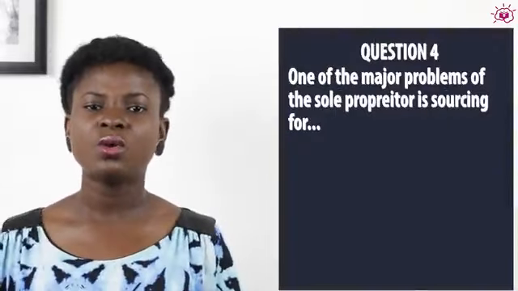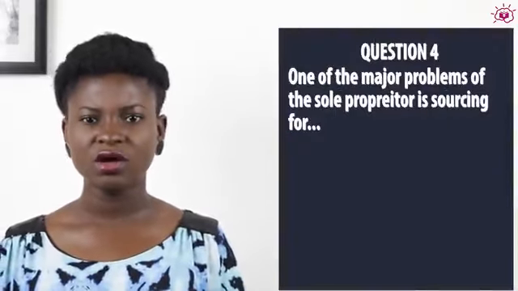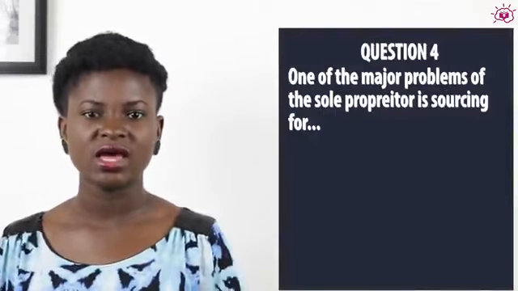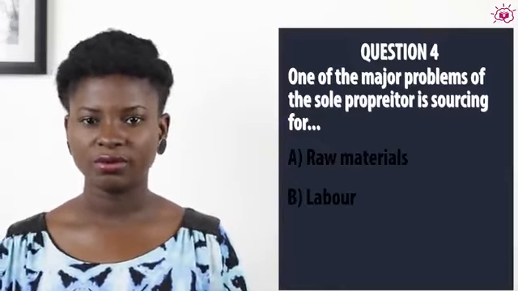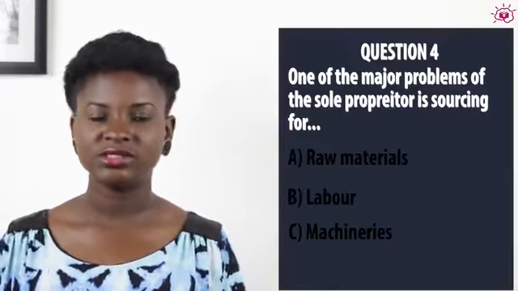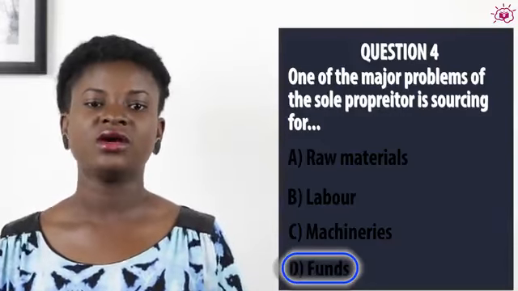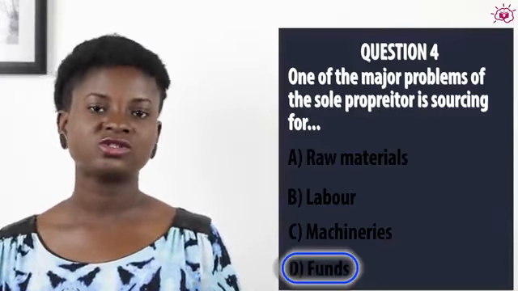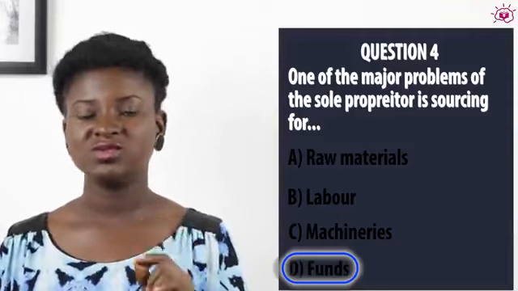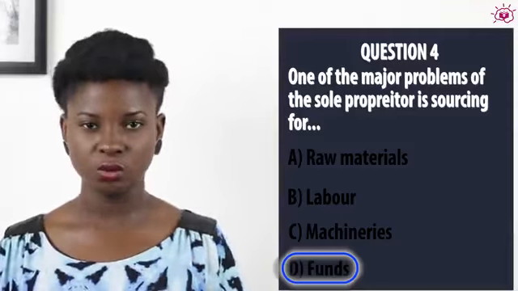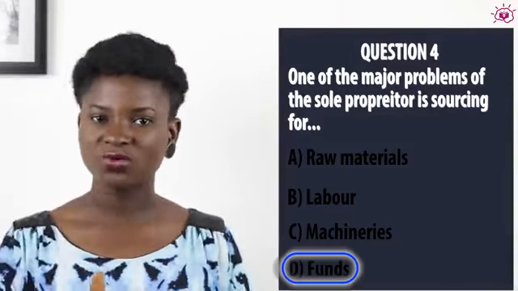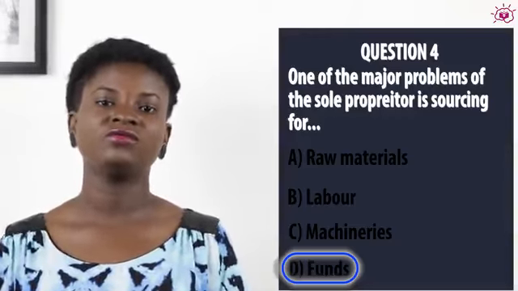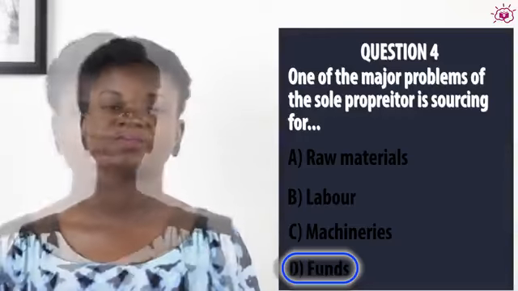And also, let's consider the question from UTME 2009. It says, one of the major problems of a sole proprietor is sourcing for A, raw materials, B, labor, C, machineries, and D, funds. The answer here is D, funds. We know as a sole proprietor, he bears the liabilities of the company alone. Also, he has to source for the capital of his business alone. So funds might actually be one of the major problems he will encounter.